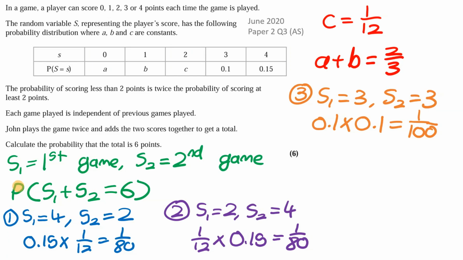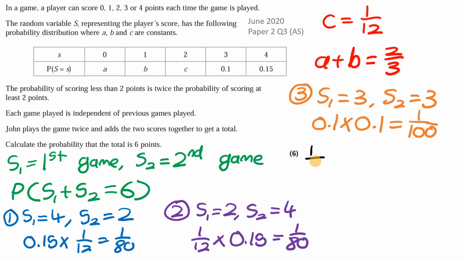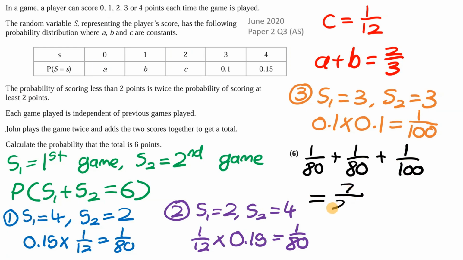So therefore the total probability that S1 plus S2 will be equal to 6 is these three probabilities added together. So 1 over 80 plus 1 over 80 plus 1 over 100, which if you put this into your calculator is equal to 7 over 200, or this is also equal to 0.035. This is the probability that S1 plus S2 is equal to 6, and this is the final answer.